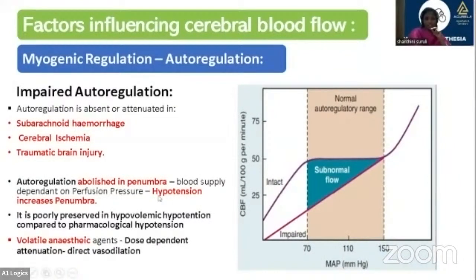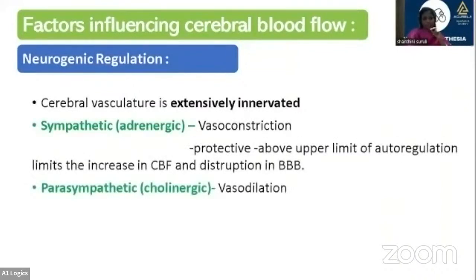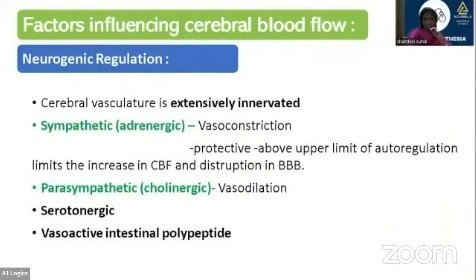And autoregulation is abolished in the penumbra area, that is around the ischemic area, and there the blood supply is dependent on the perfusion pressure. Hypotension in such a scenario increases the size of the penumbra. This autoregulation is poorly preserved in hypovolemic hypotension compared to pharmacological hypotension. Volatile agents also cause dose-dependent attenuation of autoregulation.